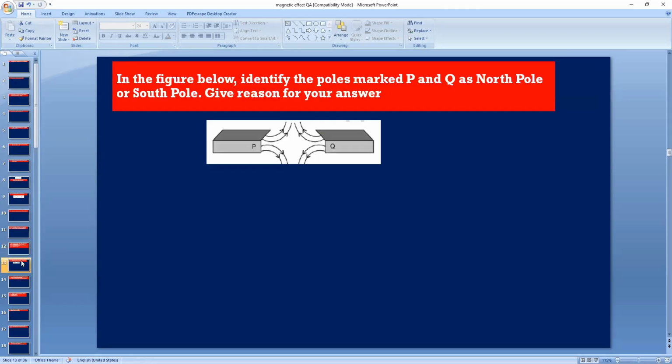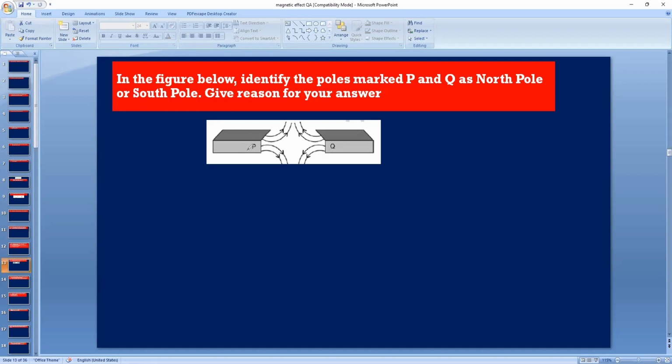Next. There are two poles over here, marked as P and Q. Identify the poles marked P and Q as North Pole or South Pole. Give reasons for your answer.